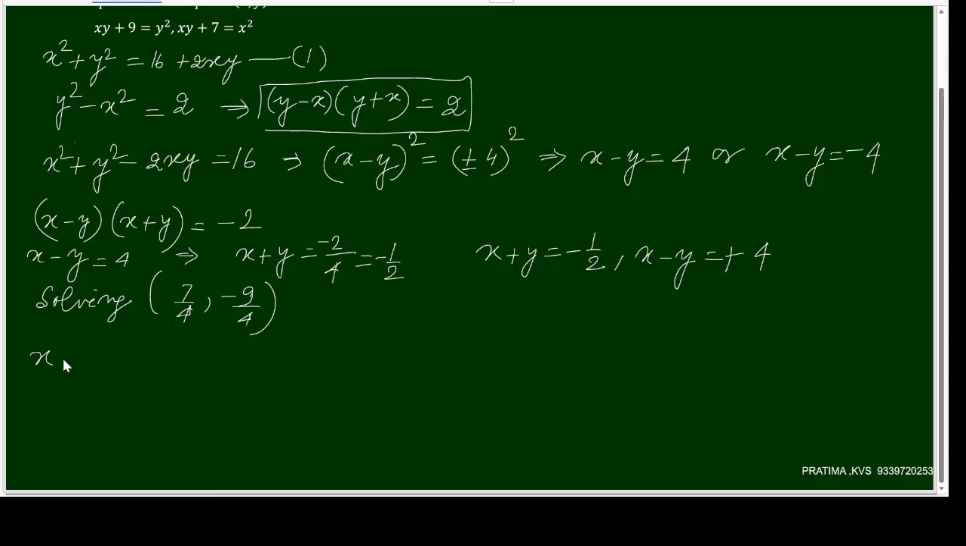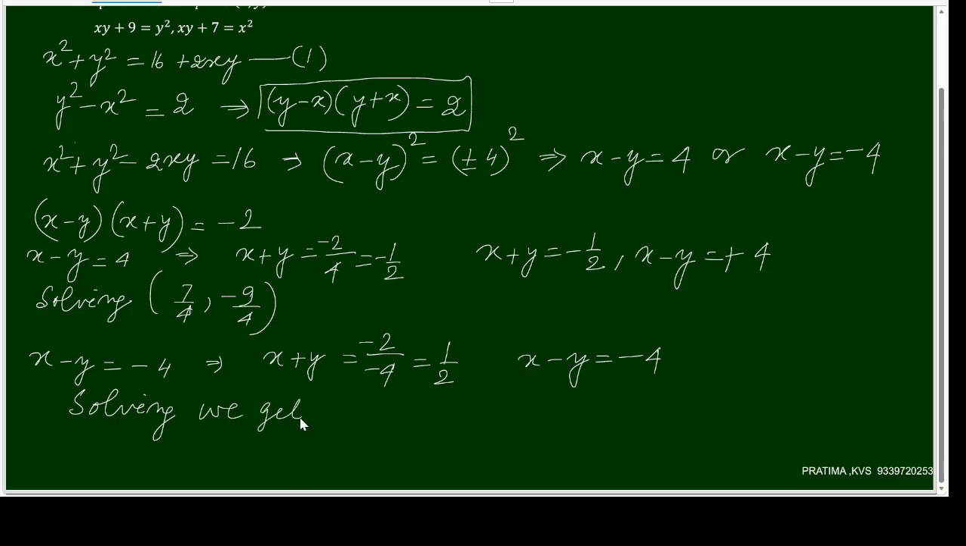If I take x − y as −4, then x + y equals −2 divided by −4, that will be half. And x − y equals −4. Now if you solve these two, you get x = −7/4 and y = 9/4. So these are the two pairs.